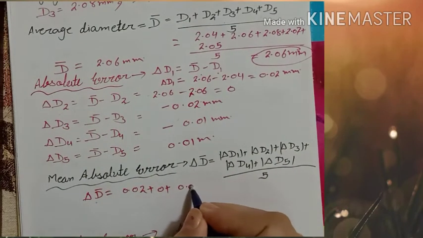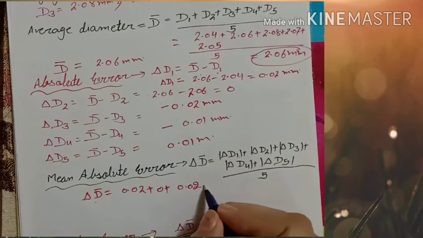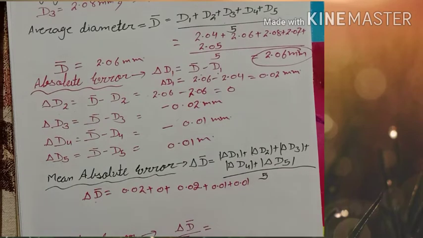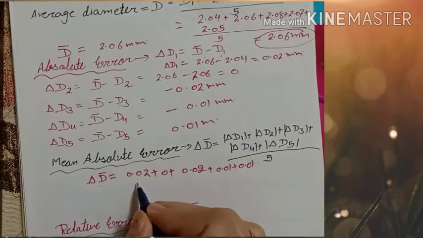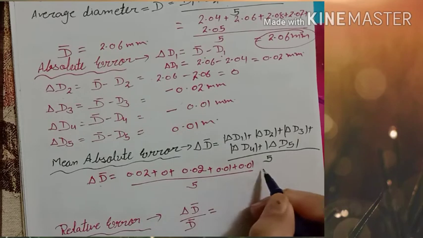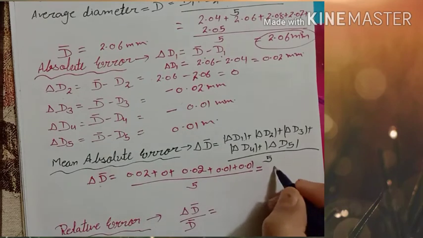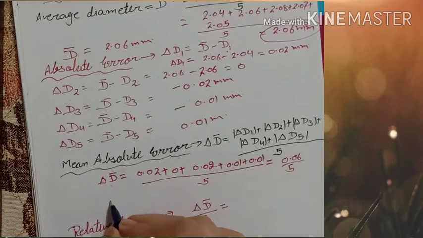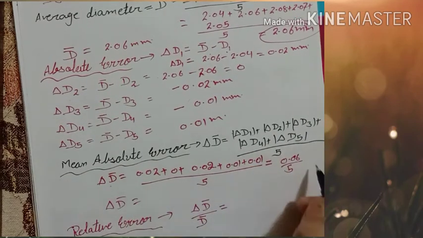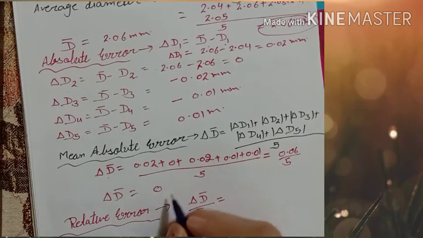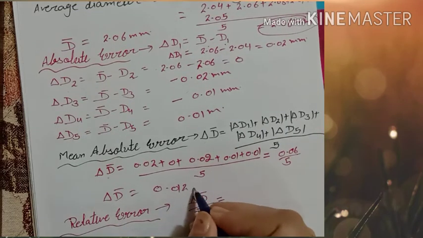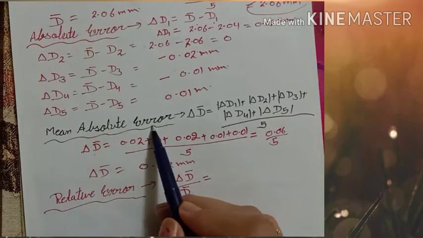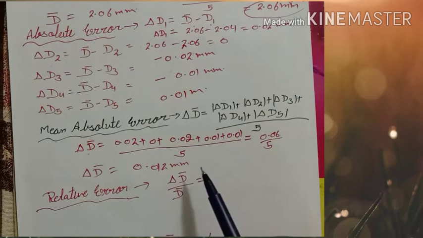So 0.02 plus 0.01 plus 0.01, right? Then divide by 5, so this will be equal to 0.06 divided by 5, and delta d bar will be equal to 0.012 mm, right? This is the mean absolute error of this diameter.